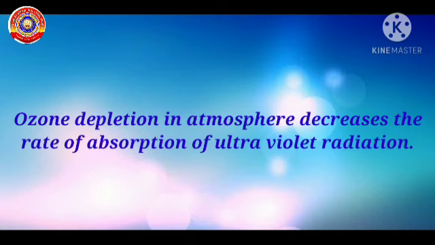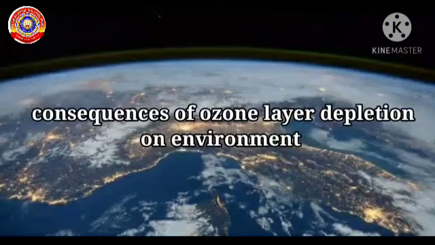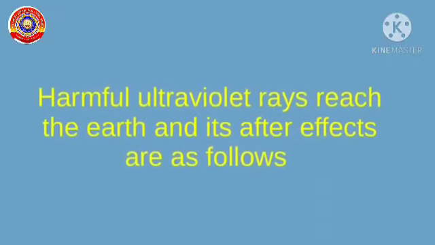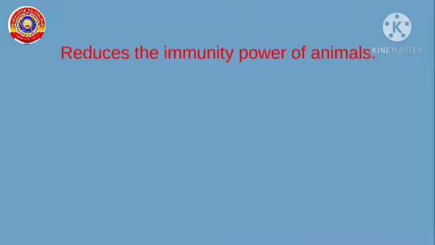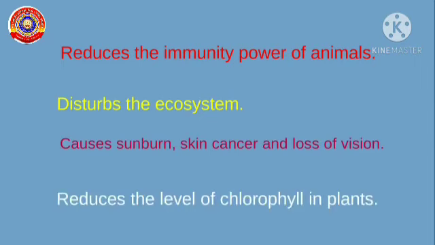If an excess amount of ultraviolet radiation reaches the earth, what will be the consequences on the environment? Let us see one by one. The excess harmful ultraviolet rays reduce the immunity power of animals. It disturbs the ecosystem and causes diseases to human beings such as sunburn, skin cancer, loss of vision, etc. Moreover, it reduces the level of chlorophyll in plants and considerably reduces the global food supply.